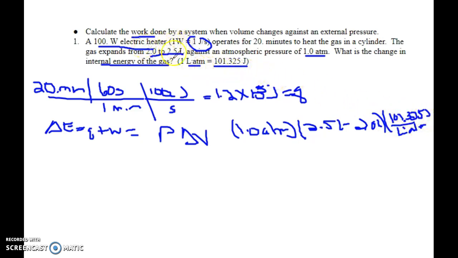Okay. And it's going out, so that's going to be an exothermic change. So this is going to be negative. And that's going to give me negative 51 joules.